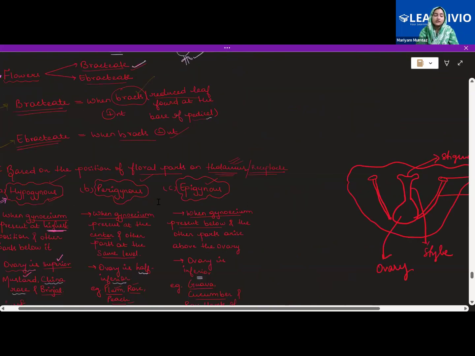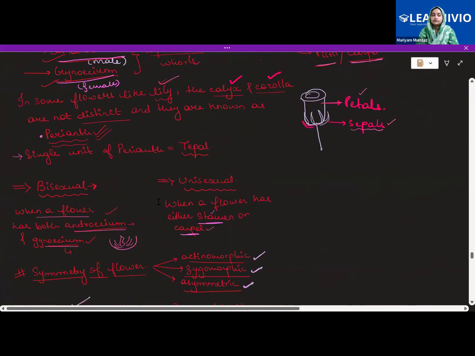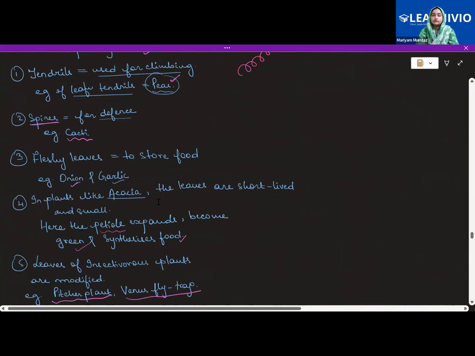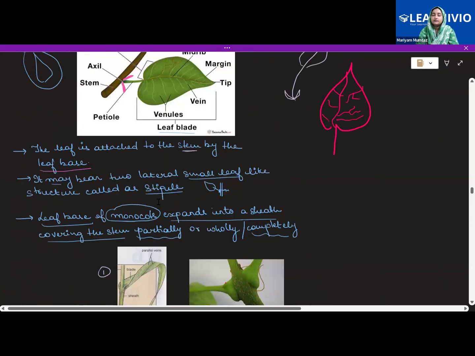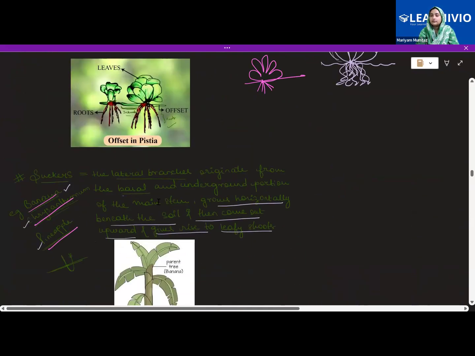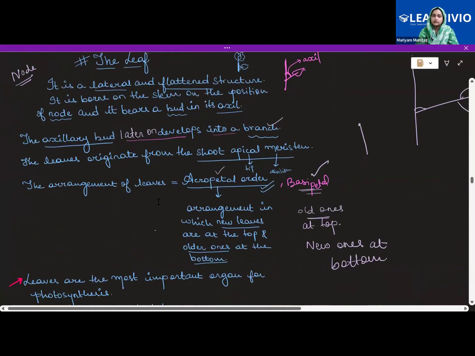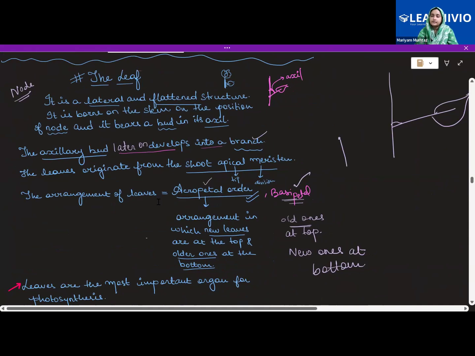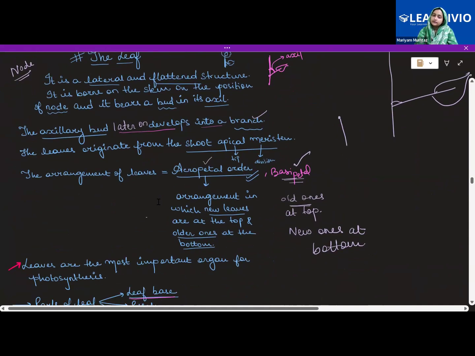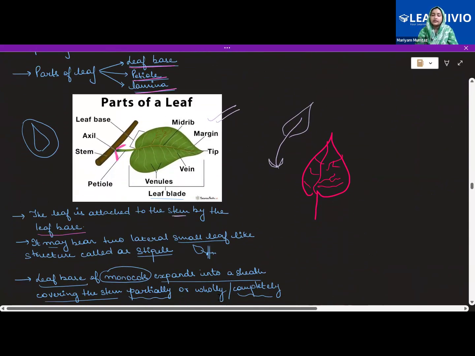All right. Now you people tell me, what was the last thing you wrote in the previous class? Stem modification was completed. And leaf, the beginning part of leaf we had written. Yes, ma'am, we finished till the line: Leaves are the most important organ for photosynthesis. Okay, now you people note down. Then we'll move forward.